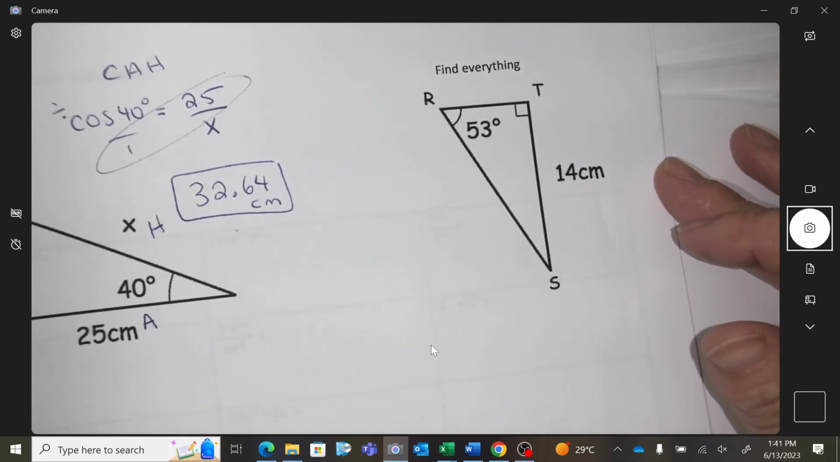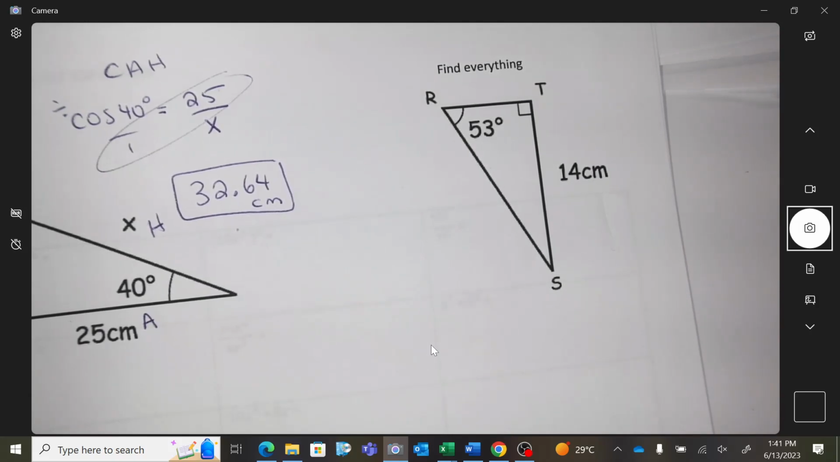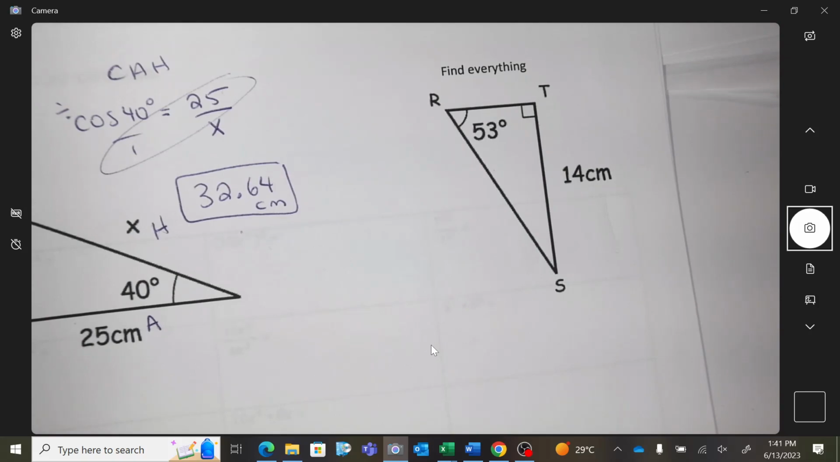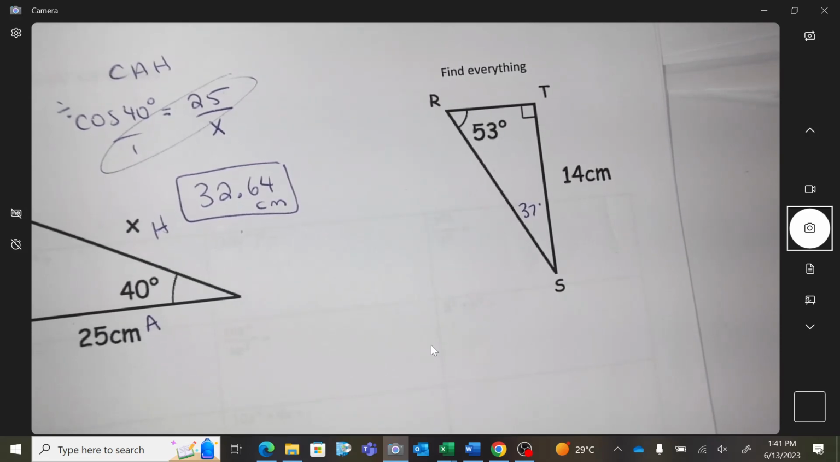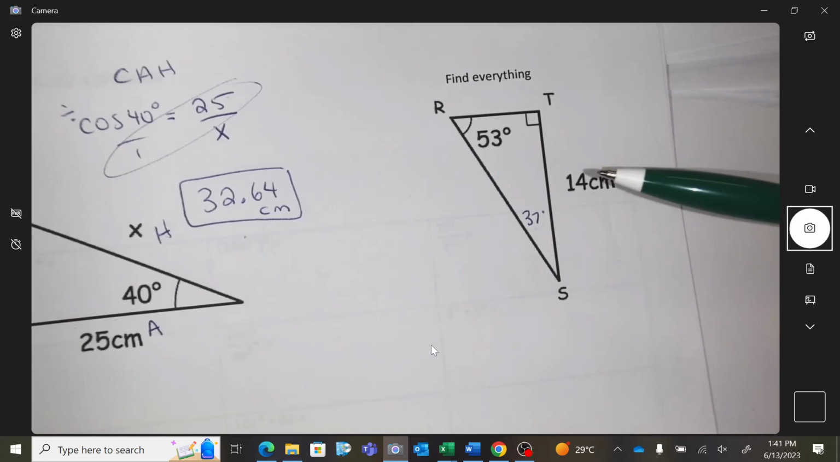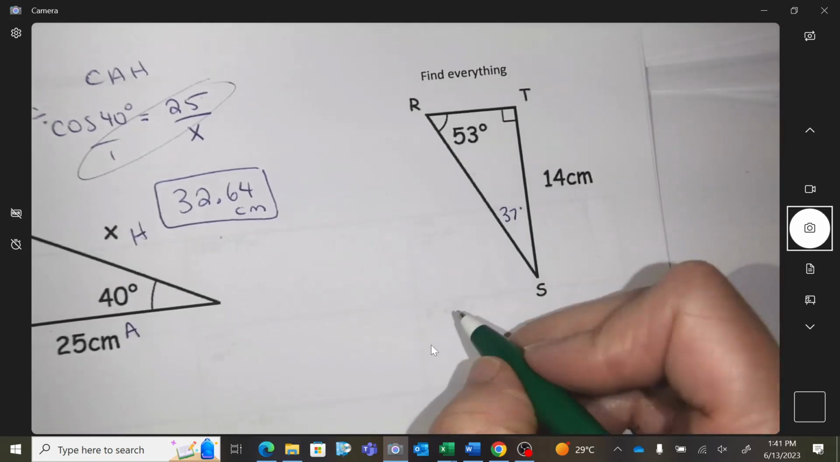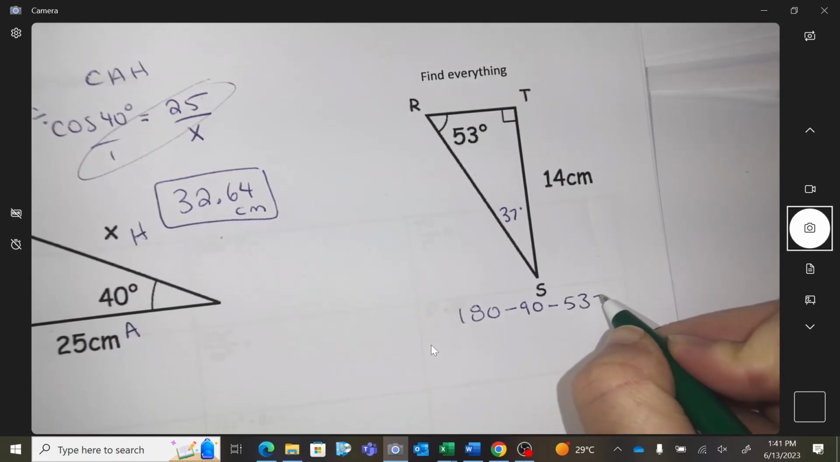Find everything. So this is on your exam. One of these. Find everything. Okay, let's go. Boom. Angle S. That fast. What do you got? Angle S. You can do it super quick. 37. How can you get that super quick? What is the rule? These have to add up to 180. So that's all you have to do. 180 minus the 90-degree corner minus the 53-degree corner.